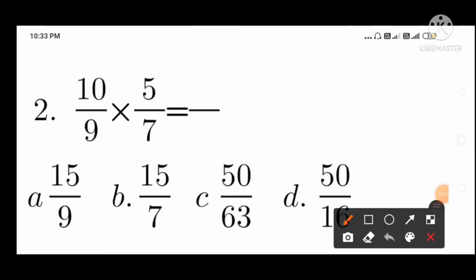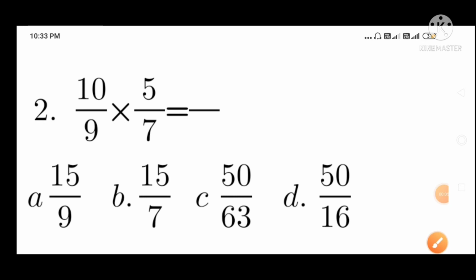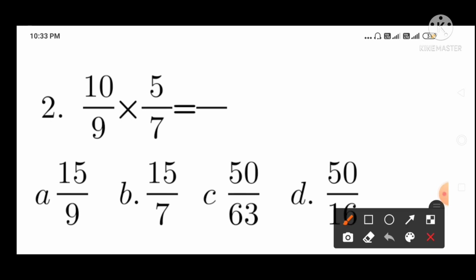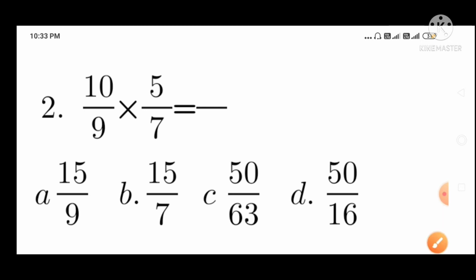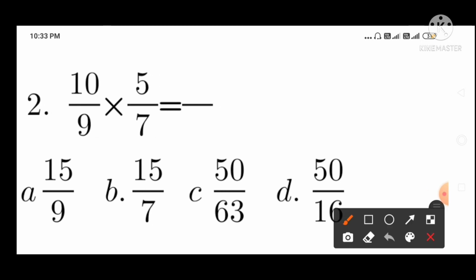10 upon 9 into 5 upon 7. 10 into 5 is 50, that is, I write here 50. And 9 sevens are 63. Therefore, our correct option is C, that is 50 upon 63.